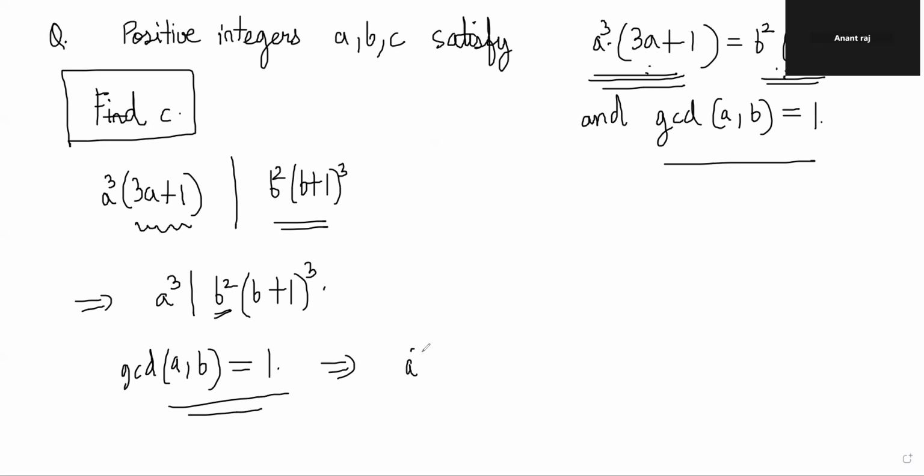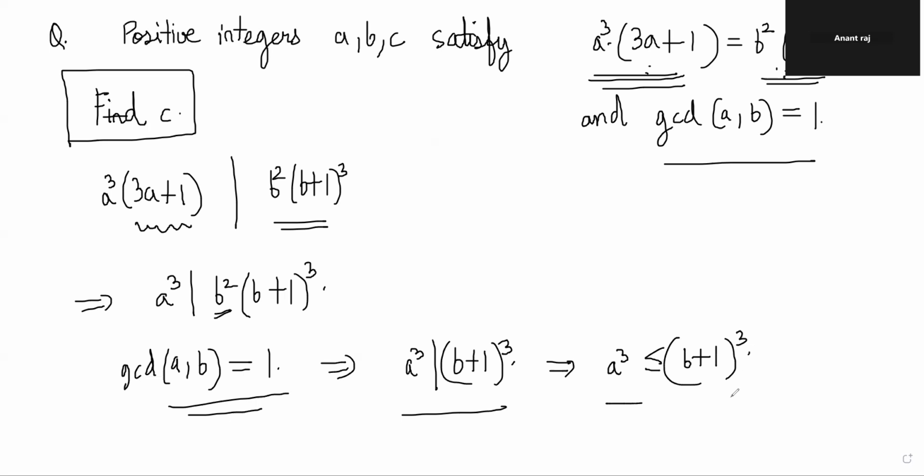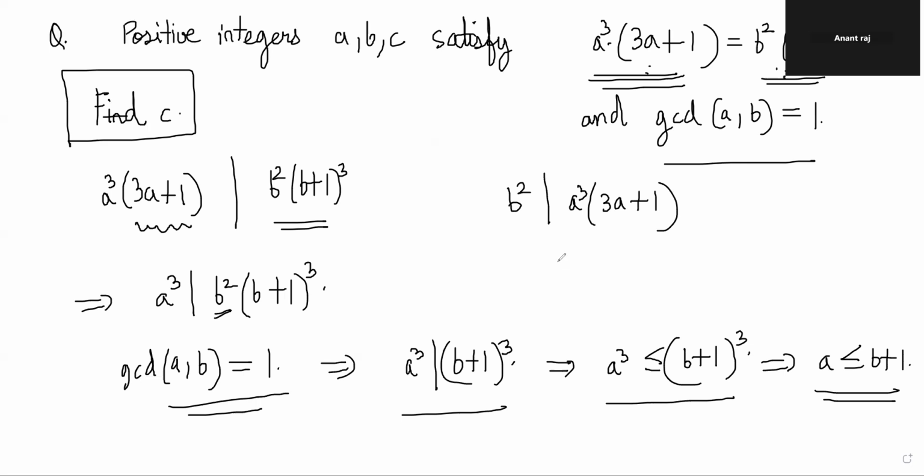So a cube should divide b plus 1 whole cube, right? And that will mean that a cube is less than or equal to b plus 1 whole cube. And that will mean that a is less than or equal to b plus 1. Correct? Similarly, you can say b square divides a cube into 3a plus 1, right?